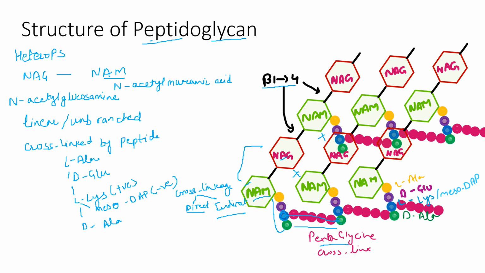Now, we have talked in the previous slide about lysozyme. Where does this lysozyme act? Lysozyme cleaves this beta 1,4 glycosidic bond, and penicillin, an antibiotic, inhibits cell wall synthesis by inhibiting this cross-linkage. So thus it makes the cell wall weaker.